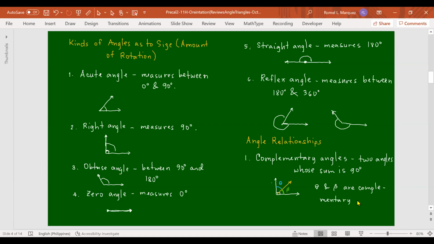What else, guys? Supplementary angles. So when you say supplementary angles, these are 2 angles whose sum is what? Their sum is 180 degrees.